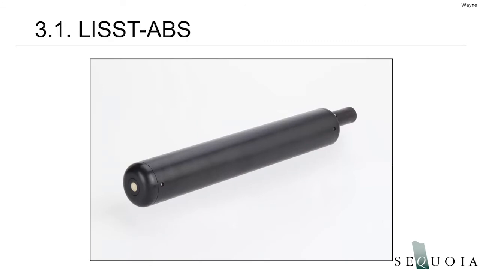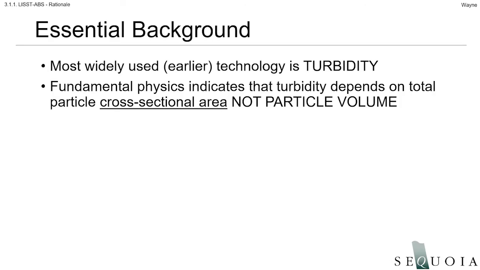This is the LISST-ABS. If you're not familiar with it, it's a compact and low-cost acoustic backscatter sediment sensor. It's about 2 inches in diameter and a little over a foot long, and it goes for around 4K. So as Ola was saying, it's in that low-cost category, in between the turbidity sensor and the combination of the turbidity and ABS. I'll start with just some essential background on turbidity measurements and use that to develop how we talk about the ABS sensor.